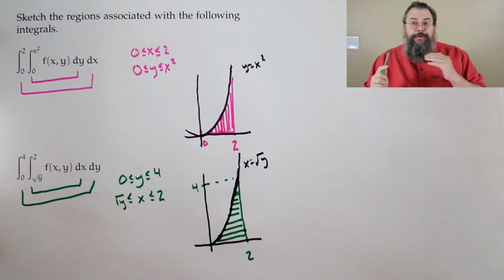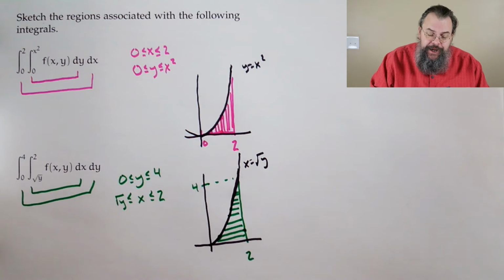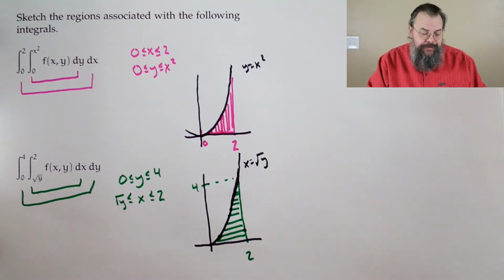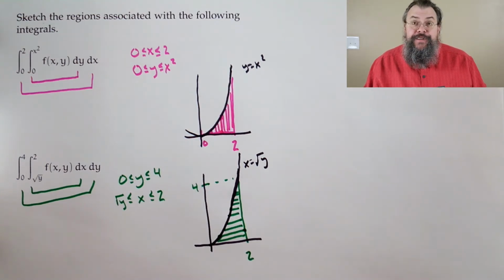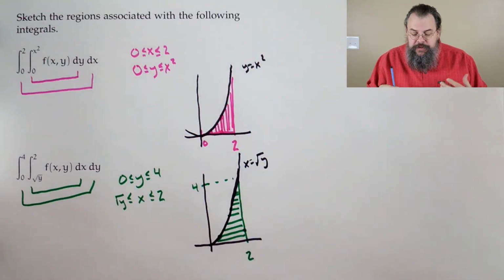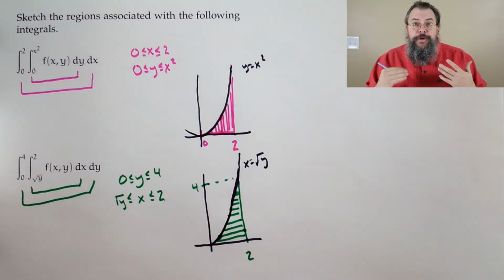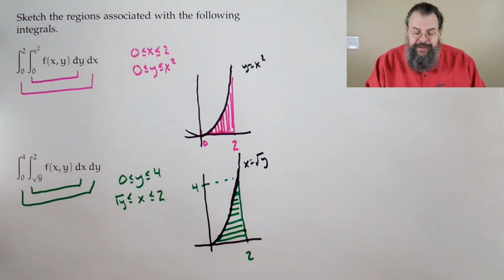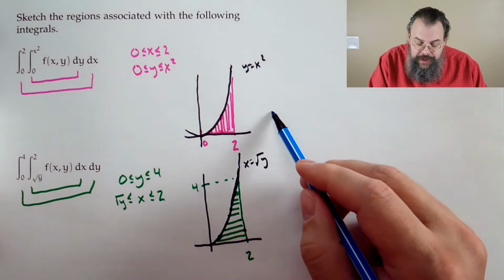Now, we're done with the problem, but I think that they're trying to hint at something. So let's use this as a learning opportunity. What do you see about these two shapes, other than the fact that I'm not a great artist? What's going on here? They're the same.